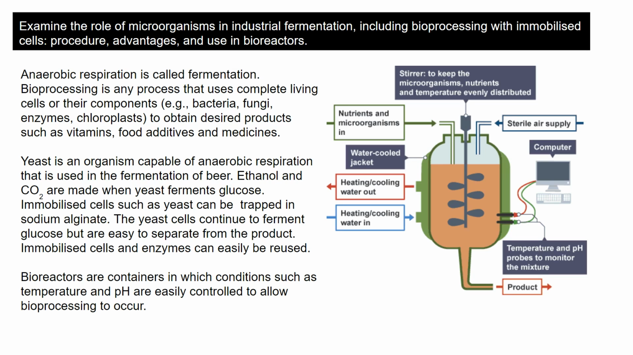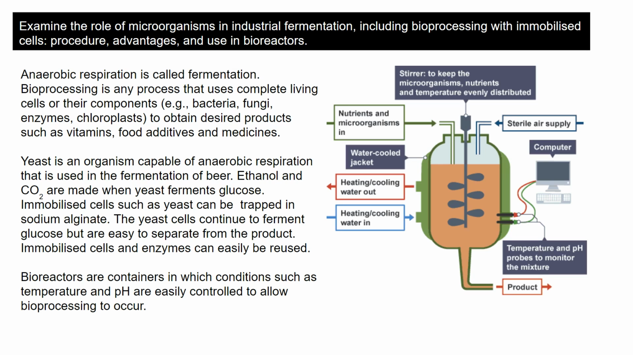Some examples: yeast is an organism capable of anaerobic respiration, and we use yeast to ferment sugars and carbohydrates into alcohol products such as beer. Ethanol and carbon dioxide are made when yeast ferments glucose. Immobilized cells such as immobilized yeast can be trapped in sodium alginate. The yeast cells continue to ferment glucose but are easy to separate from the product.